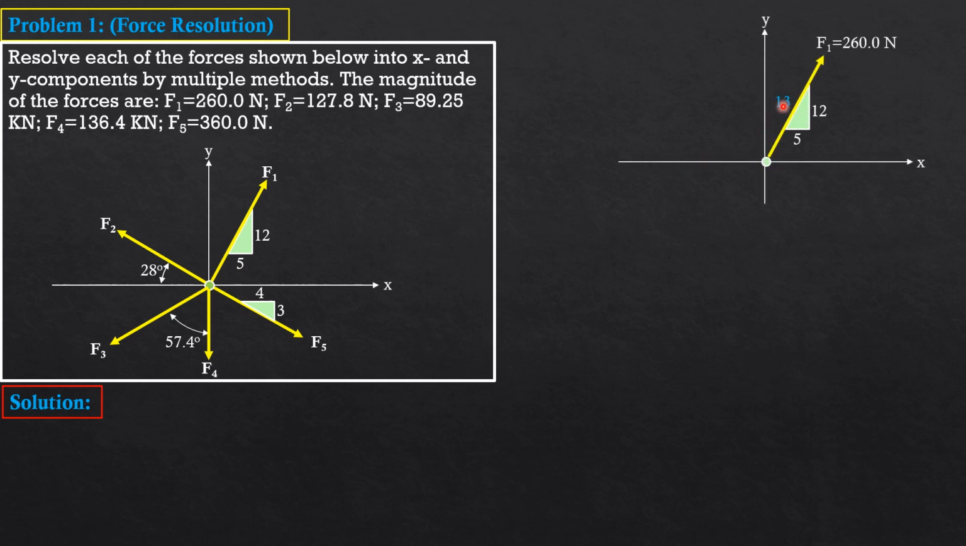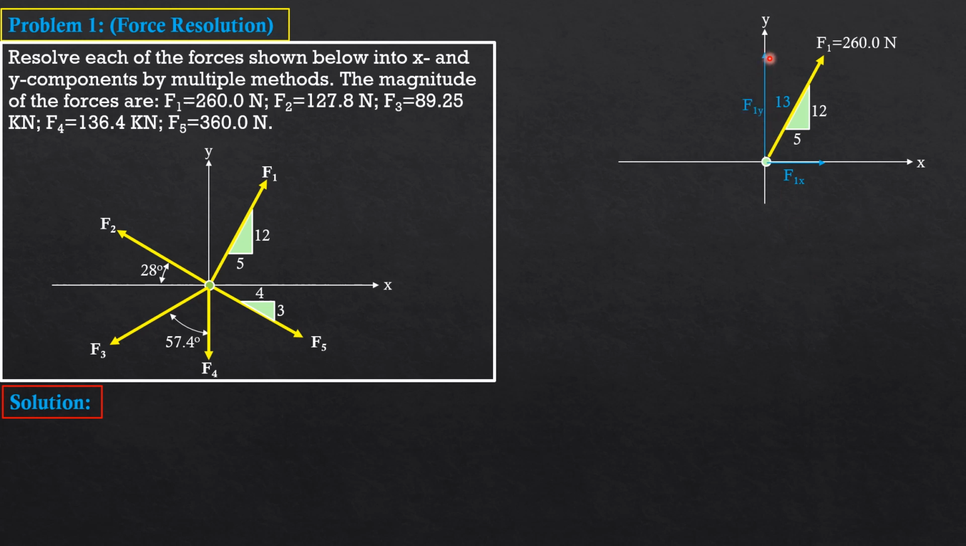This one. So F1x, as shown in the figure, can be solved by similar triangles or ratio and proportion. F1x as to 5 equals 260, which is this hypotenuse, as to 13. The other way is F1x is equal to the hypotenuse times x component of distance, which is 5, divided by distance, which is 13.